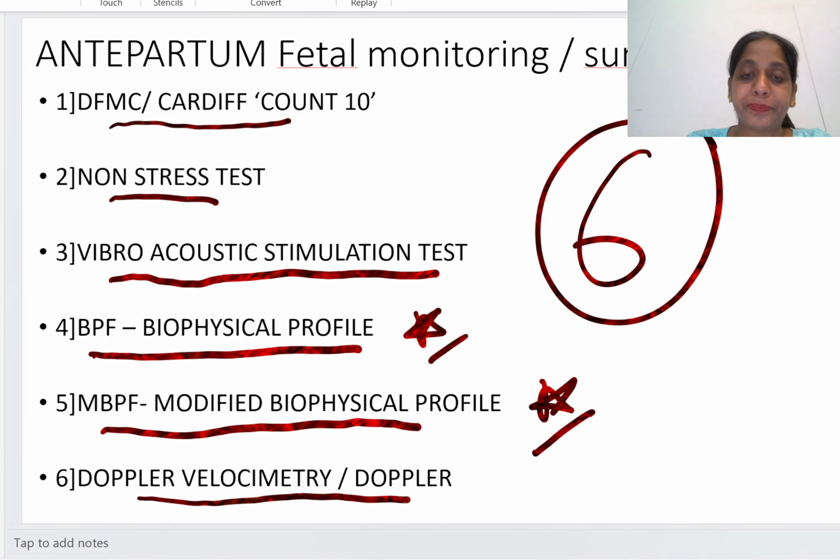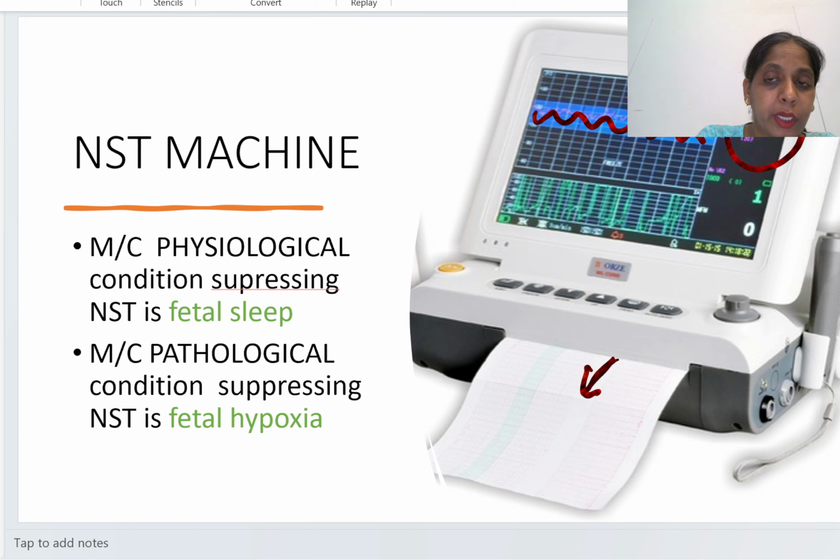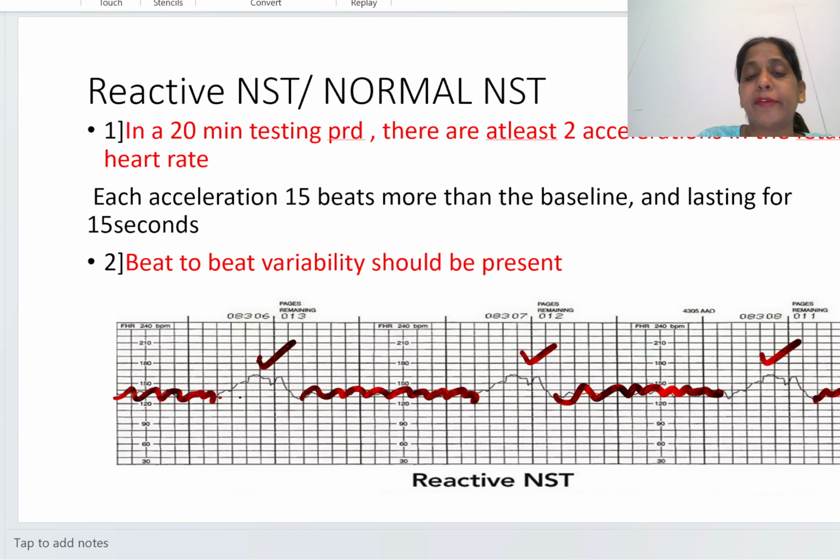Okay, and this is the NST machine. And this is the reactive NST.